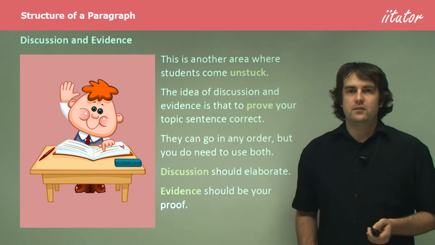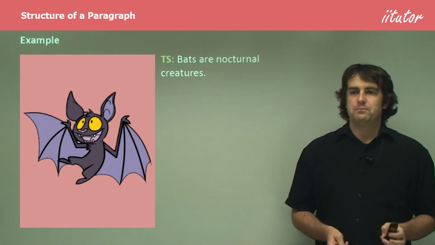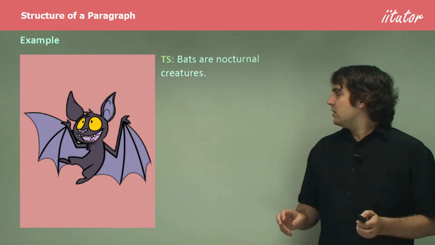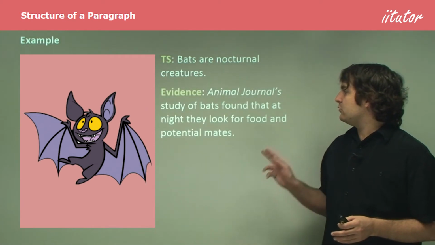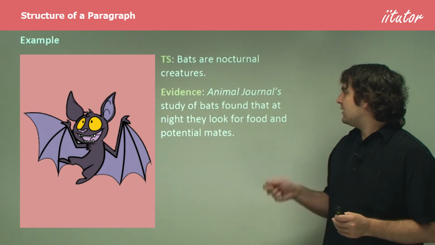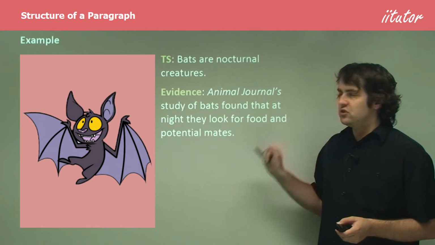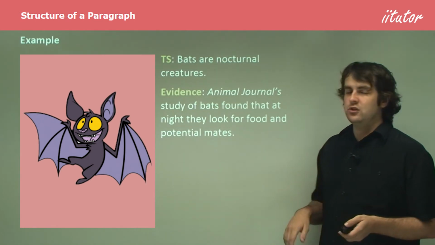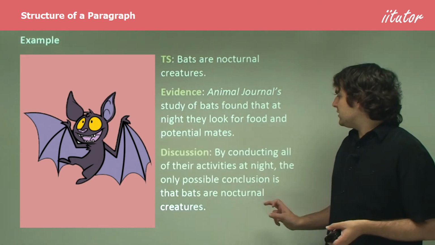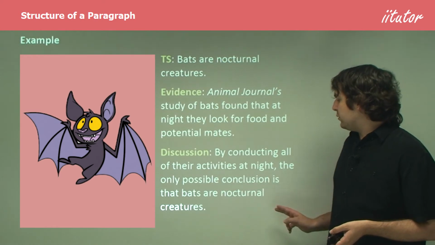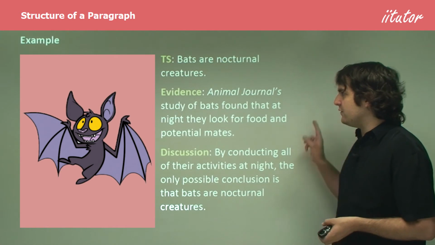So let me give you an example of that. Let's go back to our bats again. Bats are nocturnal creatures. That was our topic sentence from before. Very simple, addresses the issue. The evidence for that, and I was starting with this first. Animal Journal's study of bats found that at night they look for food and potential mates. This is immediately going straight to the evidence which has found that, which is by Animal Journal. I will also put down a page number where I got it from as well. Then, by conducting all of their activities at night, the only possible conclusion is that bats are nocturnal creatures. Now, this is your discussion that you've added to your evidence.